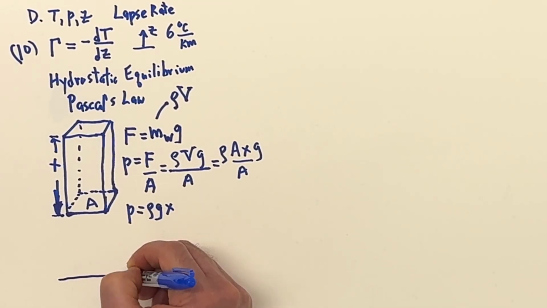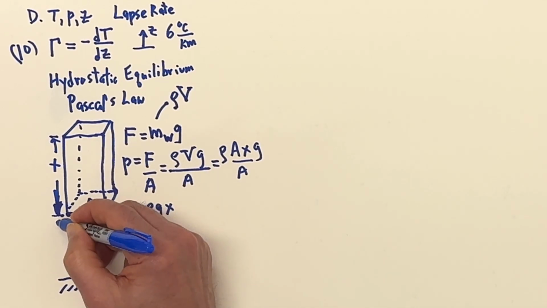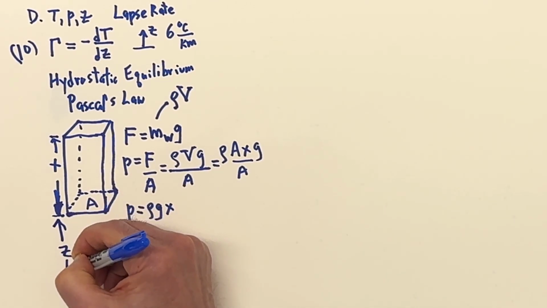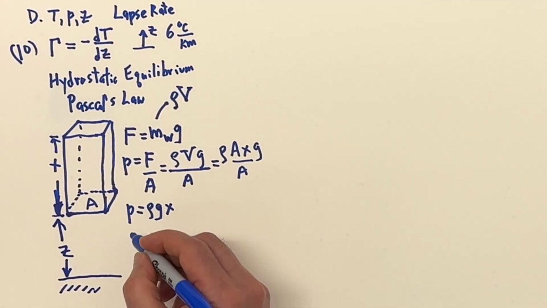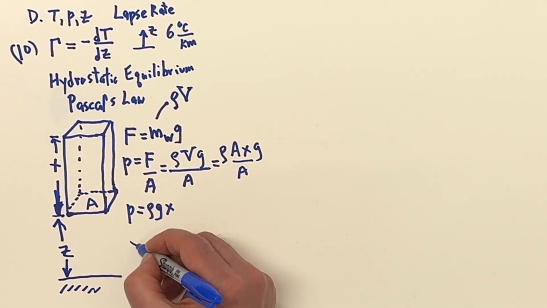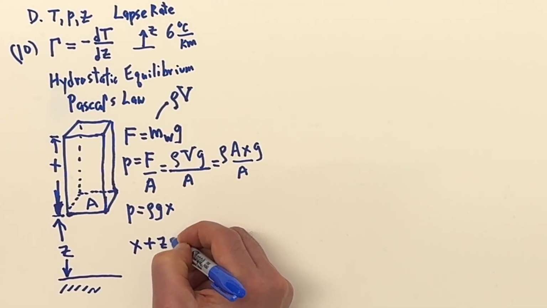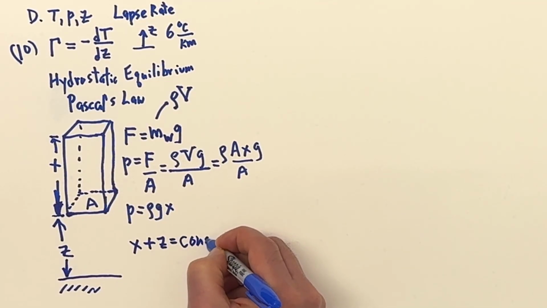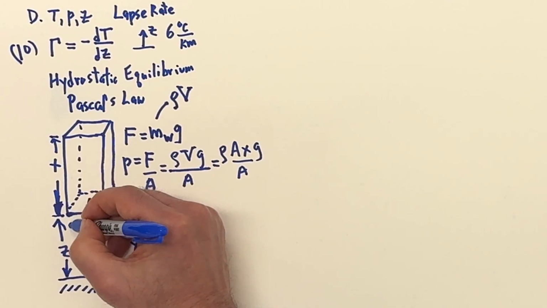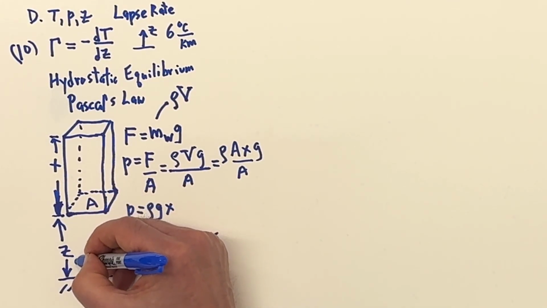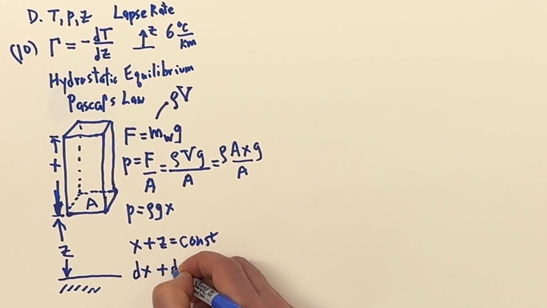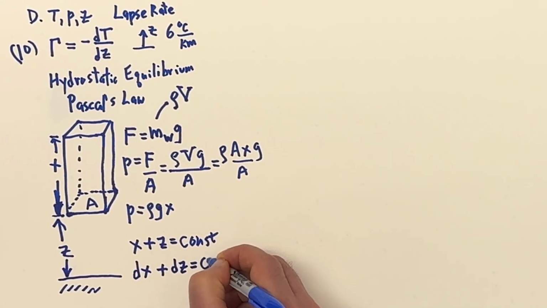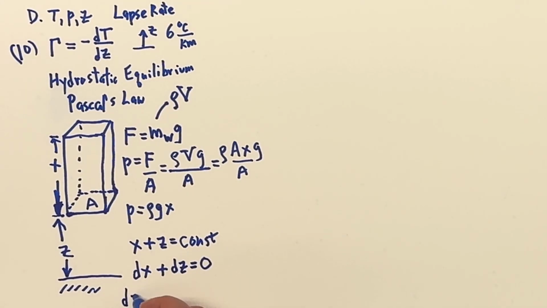But what we're interested in here is measuring from the ground. So let's say the ground is down here, and this is some z above the ground. That's the elevation. Then we can write down x plus z is equal to some constant, where if we then go lower and lower, the x increases, but the z decreases, and vice versa. So the differential dx plus dz is equal to 0. So we get that dz equals minus dx.